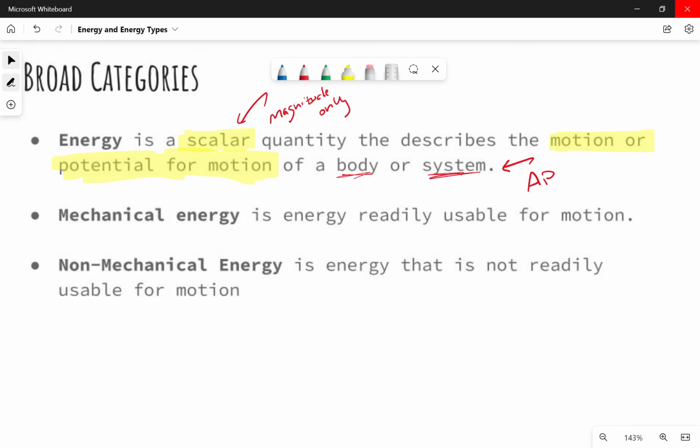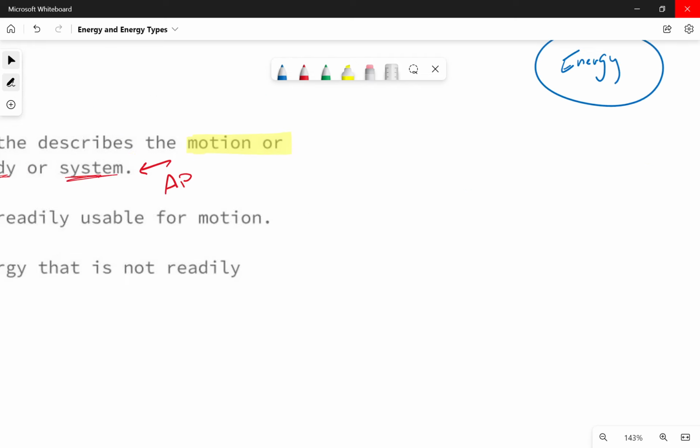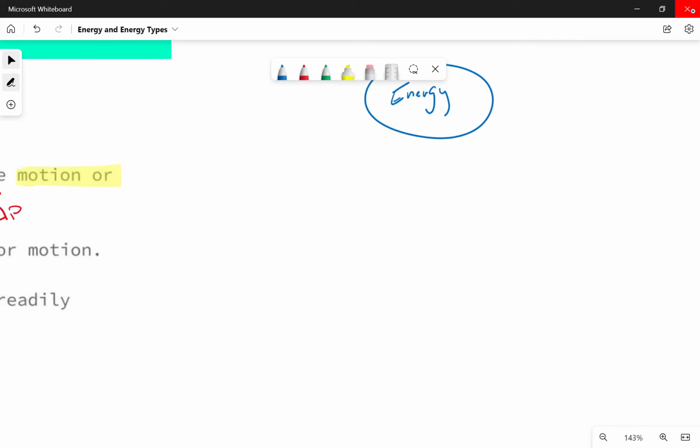One is mechanical energy. And that's energy that's readily usable for motion. So basically the idea there should be that either an object is moving, and that's mechanical energy, or it could easily start moving. And that'll make more sense when we talk about potential energy here in a moment. And the other one is non-mechanical energy, which is energy that's not readily usable for motion. Like if we're going to take that energy and use it to make something move, something complicated is going to have to happen. So underneath here, we're going to have 2 categories.